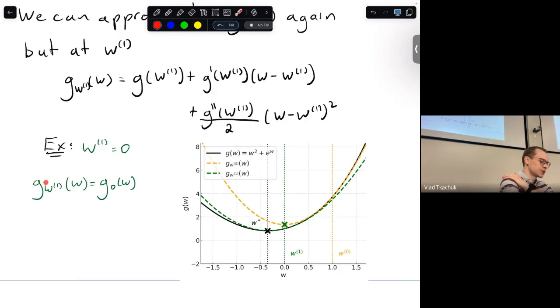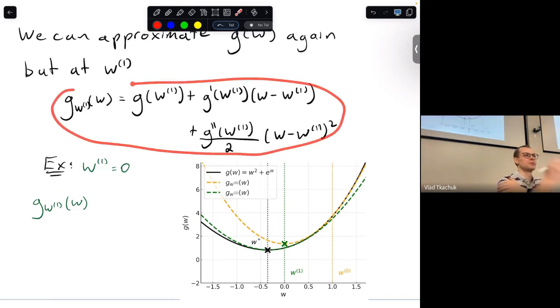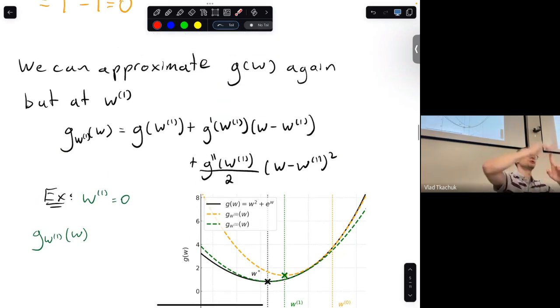Oh, I just replaced W1 with the value of 0. All I did is plug it in. It's kind of pointless. Honestly, I probably shouldn't even have this here. In the example, I pick a point for W1. Before the example, this is just a general formula, right? You can pick any W. Well, you can't pick any. You first start with W0, then you iterate, you get W1.